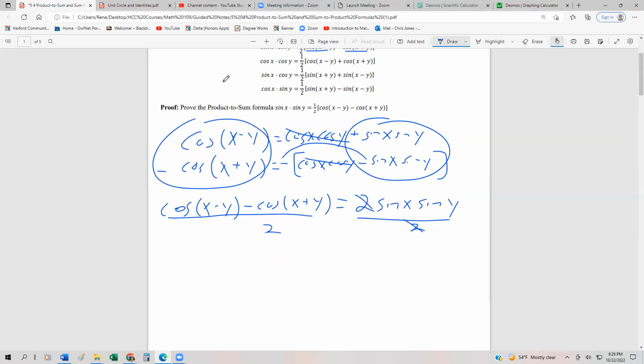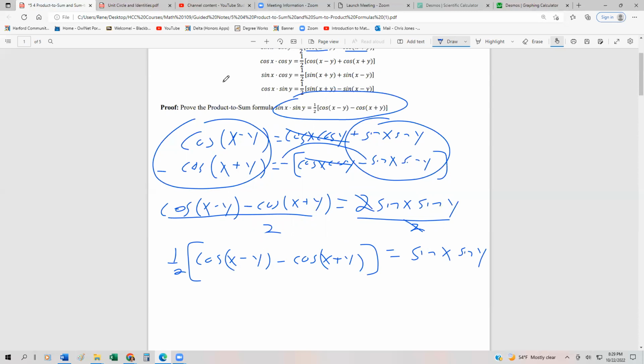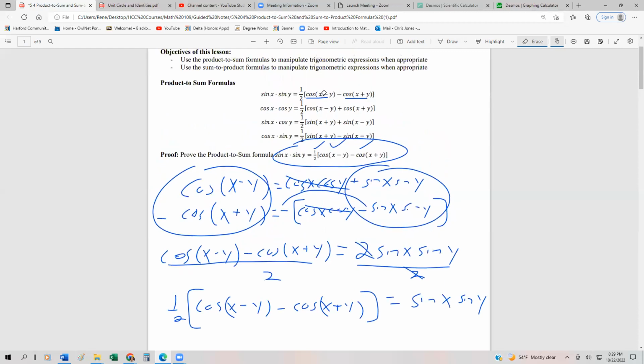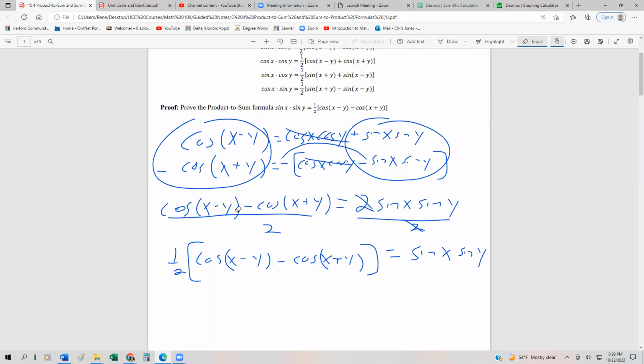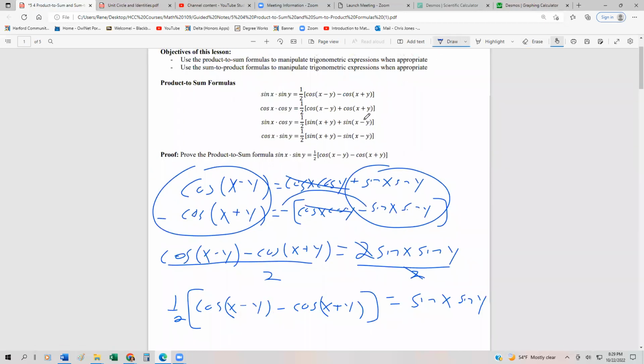We're left with, I'll just pull the 1/2 out front, 1/2 cos(x minus y) minus cos(x plus y), and that is equal to the product sine x sine y. And that's the proof of this formula: sine x sine y equals 1/2 cos(x minus y) minus cos(x plus y). So that's where that formula comes from. All of the other ones can be proved in the exact same way, just by subtracting different sum and difference formulas. Now let's see where we're going to use these formulas.